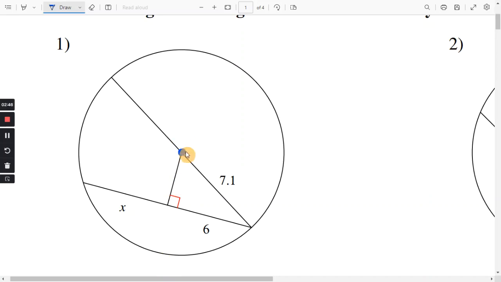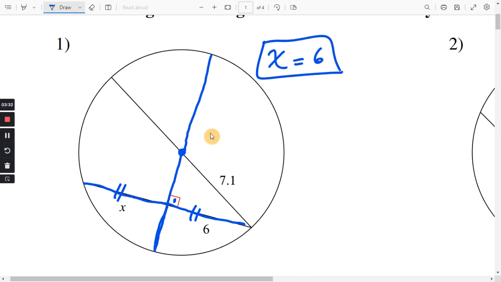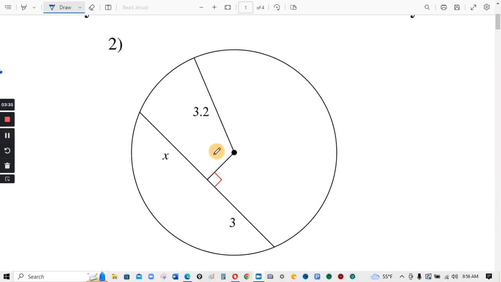So if we were to draw a line segment from that point to the circle itself, that would be a radius. And of course, if you extended that, that would be a diameter. And if a diameter is perpendicular to another chord, and we can see this as another chord, that means the chord is being bisected or cut in half. So this is congruent to this, since it's perpendicular and this is a diameter. So nothing to calculate. X equals 6. Number 2 is going to be done the same way.